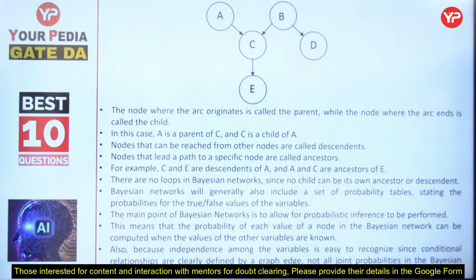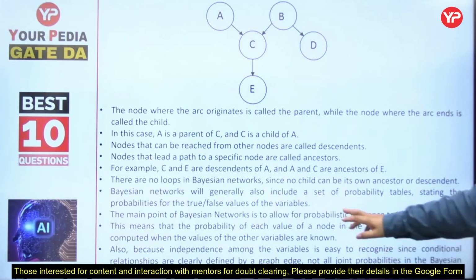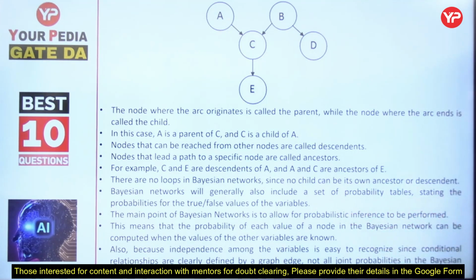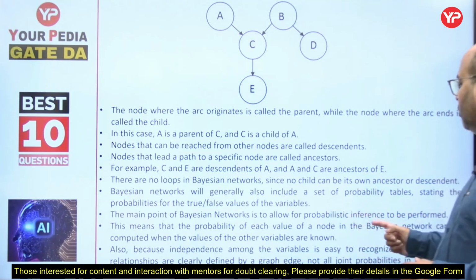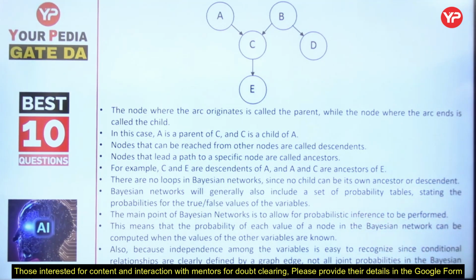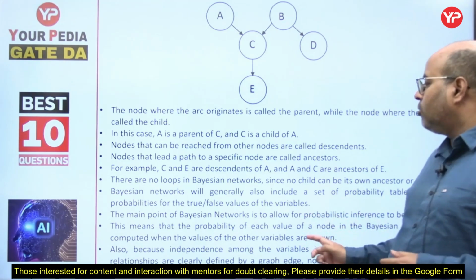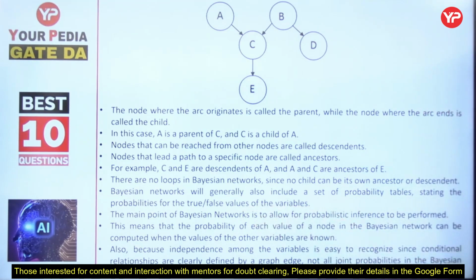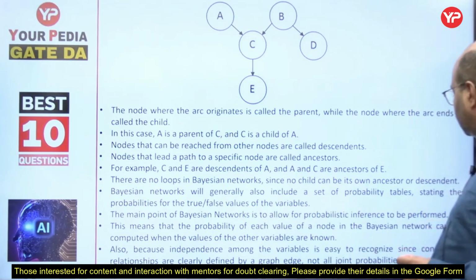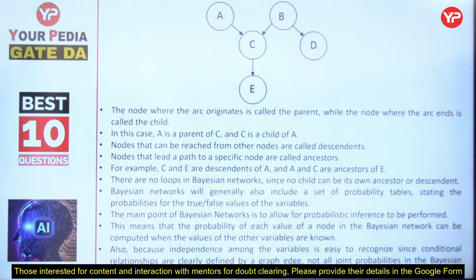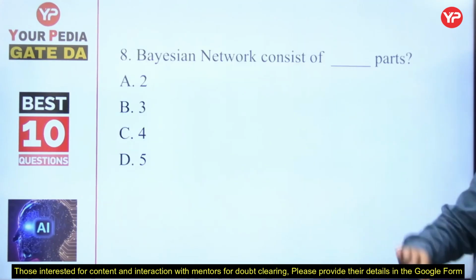There are no loops. Bayesian networks will generally also include a set of probability tables, that is CPTs, stating the probabilities for the true and false values of the variables. The main point of a Bayesian network is to allow for probabilistic inference to be performed. This means that the probability of each value of a node in the Bayesian network can be computed when the values of the other variables are known. Also, independence among the variables is easy to recognize since conditional relationships are clearly defined by a graph edge. Not all joint probabilities in the Bayesian system need to be calculated. So that's how it works.